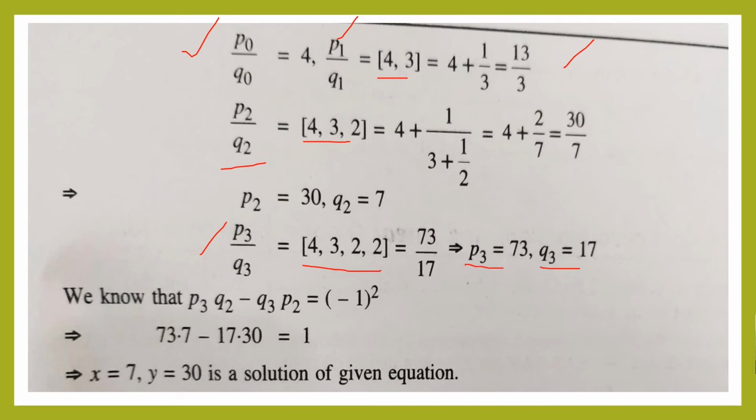Now here n is 3. So we will use P3 Q2 minus Q3 P2 equals minus 1 raised to power n minus 1. Clearly, on putting the values of P3 and Q3, we get this equation. Now our equation is 73x minus 17y is equal to 1. This is our x, this is our y. So simply we have found the solution.